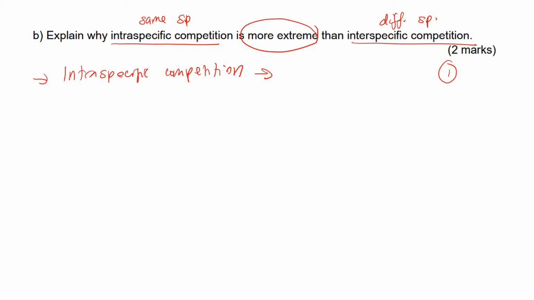And as for the second point, you have to mention the effects of interspecific competition. Interspecific competition involves competition between individuals of different species, so therefore they use different resources. In order to reduce the effects of competition, these individuals from different species will adapt by finding different food, in order to survive.